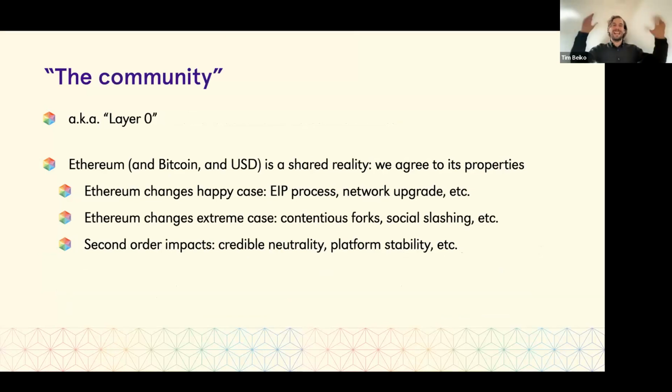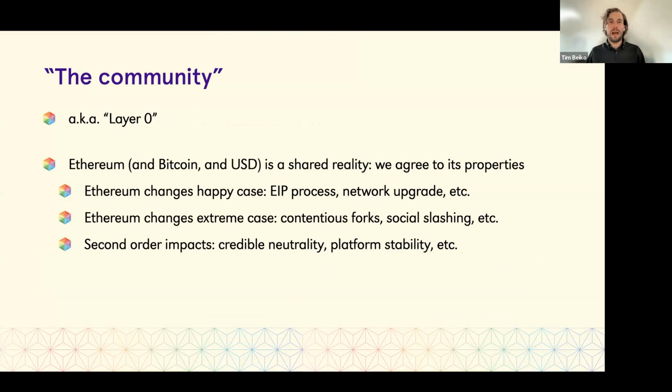Okay, and now the last layer of the onion, the community, or what Bankless people call layer 0. I think here, it's worth recognizing that Ethereum, or any other system that we build, at the end of the day, is this shared reality, and we agree to the properties that it has. And so in the happy case, we can define all these processes to change things. So we have the EIP process, network upgrades and whatnot on Ethereum.